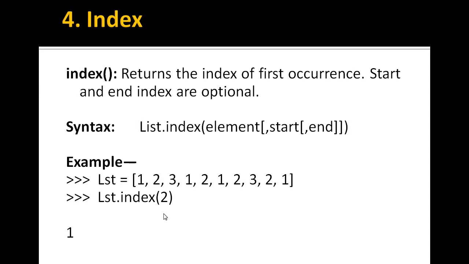Now suppose there is a question to find out the second occurrence of 2 in this list, what do you do? You just pass 2, and remember you got the first occurrence of 2 at position 1. That means the next occurrence of 2 will be after 1. So you can pass 2, start equal to 2, and end equal to 10. So this will be list.index(2, 2, 10).